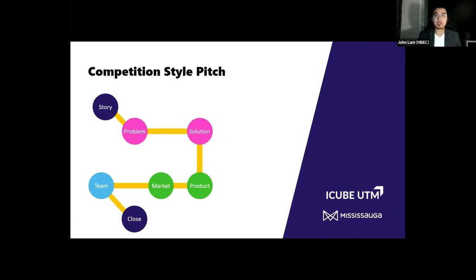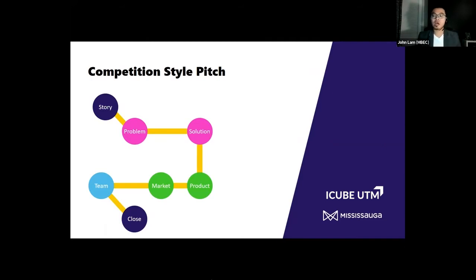What we find, however, and I'll dive into these elements a little bit more, is that perhaps in a competition, the people who are watching might not have as much background information about you, about your company, and about the problem and solution and the product that you're actually looking to pursue. So it's worth spending a bit of time on all of these elements.